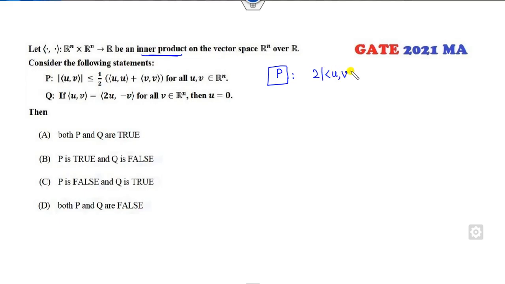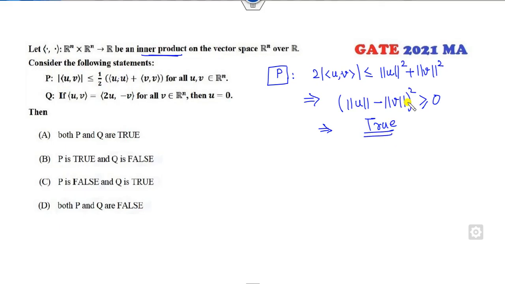So U comma V is less than or equal to, this is nothing but the norm of U plus norm of V. Since the square root is not there, I can write it here. So can I write this number as norm of U minus norm of V whole square? I can take it on this side. So what is that? It is always correct because this is always true. Because square is always a positive quantity. So P is a correct statement.